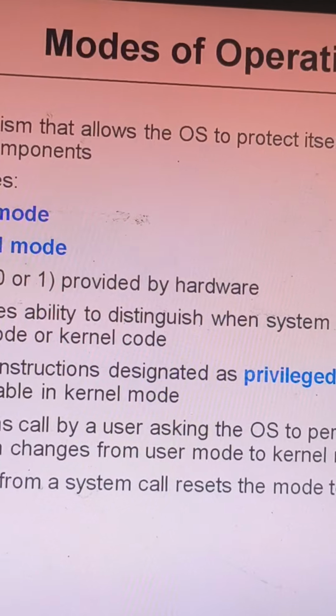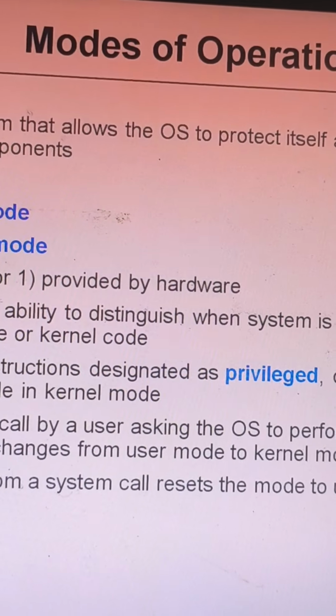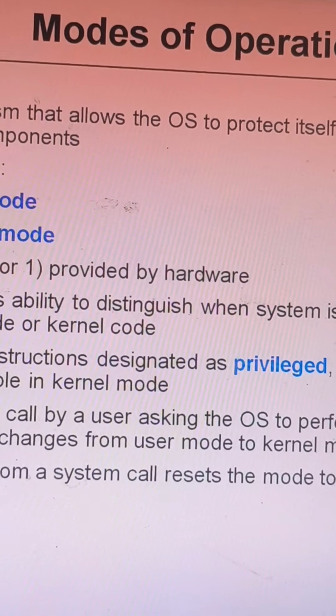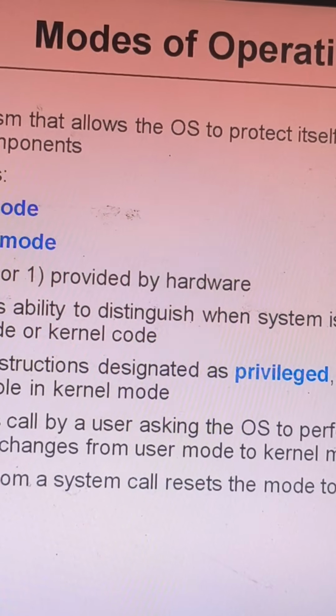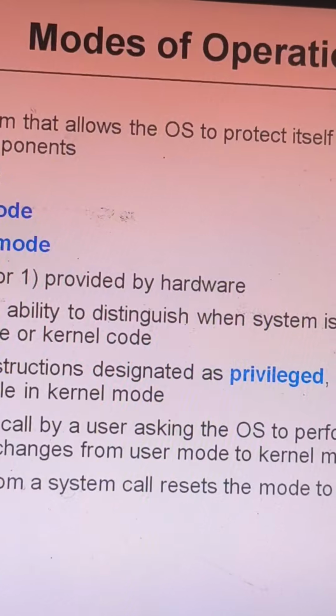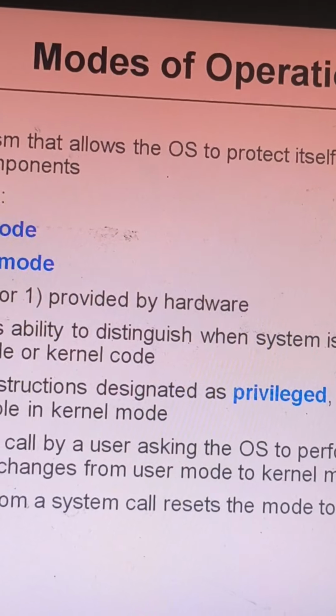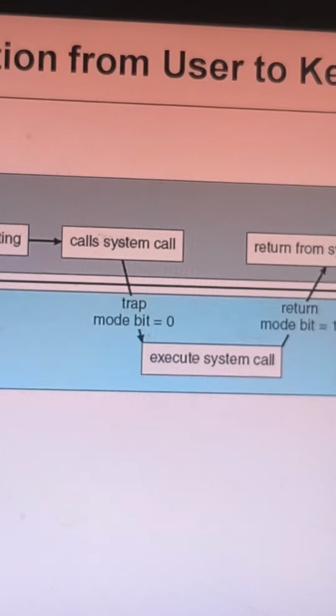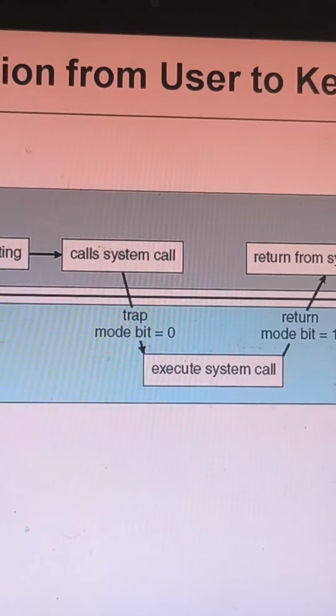A system call by a user asking the operating system to perform some function changes from user mode to kernel mode. So return from a system call resets the mode to user mode. So here is a small diagram which represents the transition from user to the kernel.